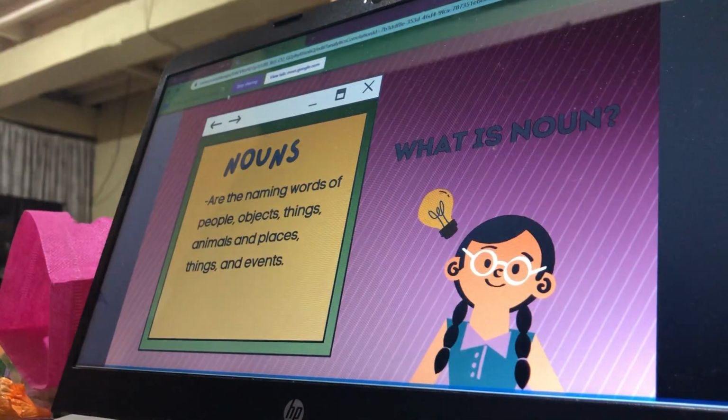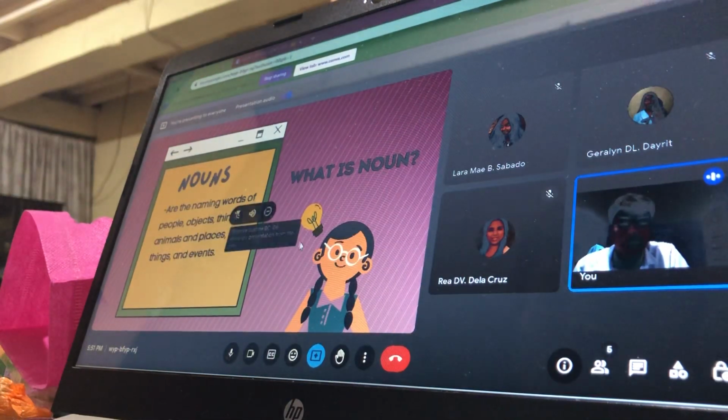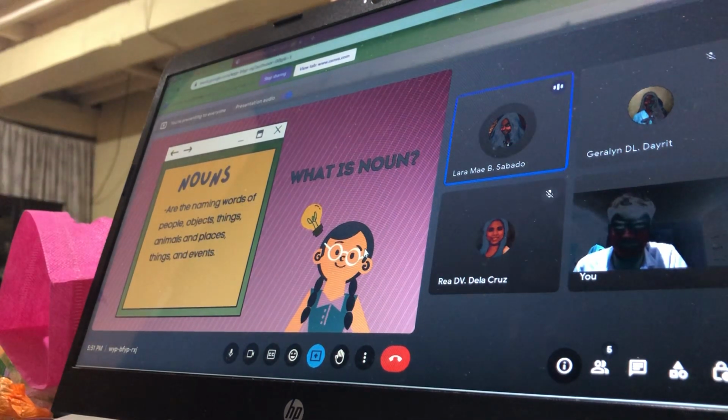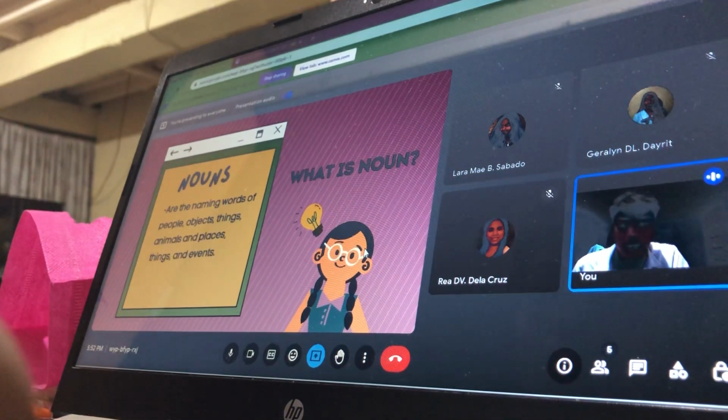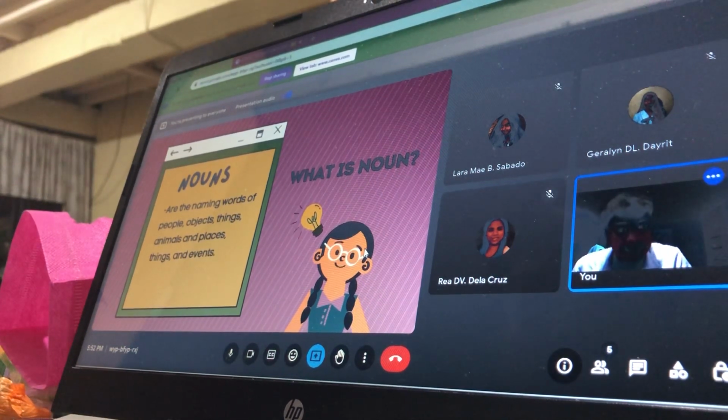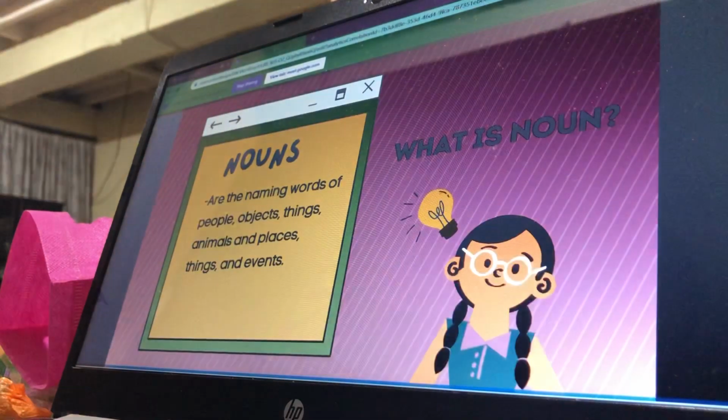Okay, first, what is a noun? Can you please read it? What's the definition of noun, Lara? Nouns are the naming words of people, objects, things, animals, places, and events. Okay, nouns are naming words of people, objects, things, animals, places, or events.